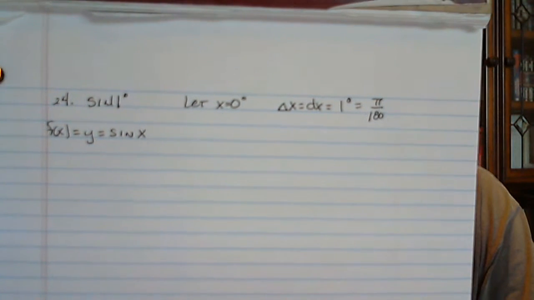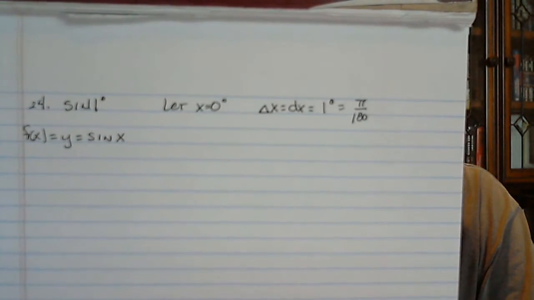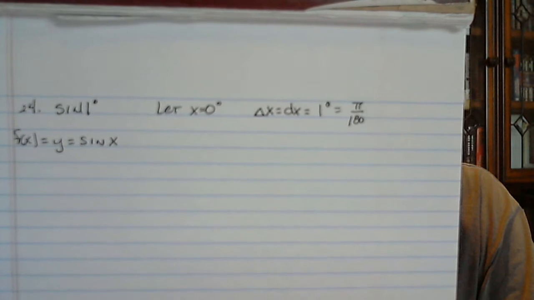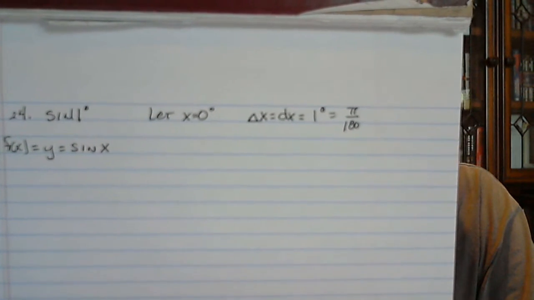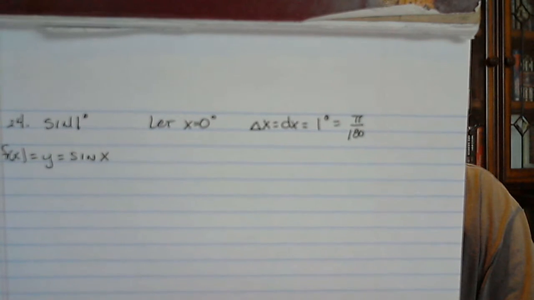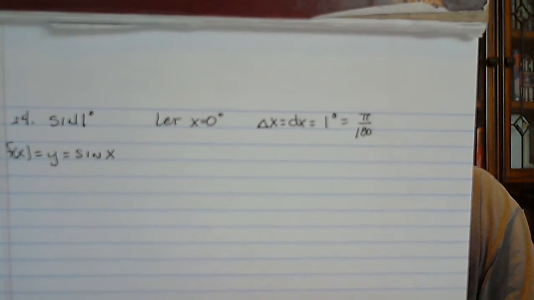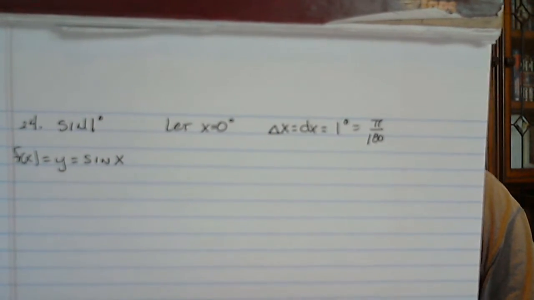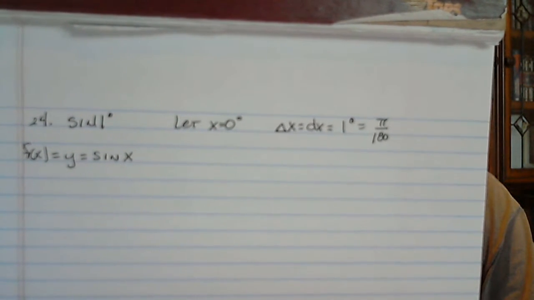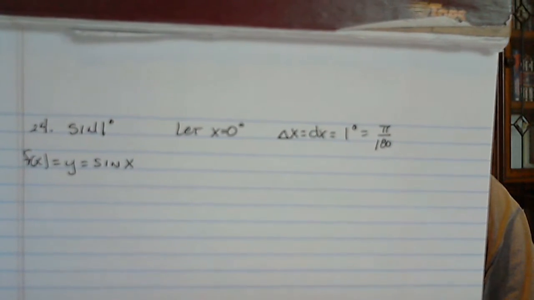Now degrees aren't going to do us any good, so we have to put that into radians. 1 degree in radians is pi divided by 180. So I start by identifying my function, y equals sine x. I identify my known value of x, someplace I know the value of sine, near 1 degree. I picked 0 because that's near 1 degree. And then my delta x, or dx, is positive 1 degree, the distance from 0 degrees to 1 degree. Now I'm going to do the problem just using differentials.